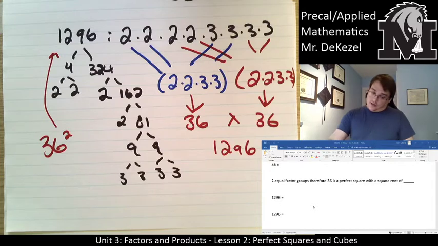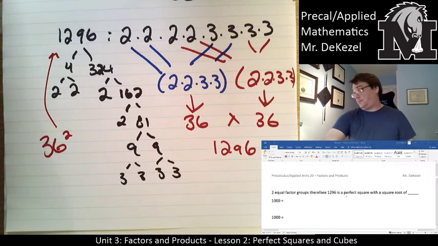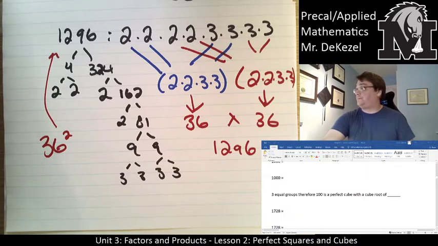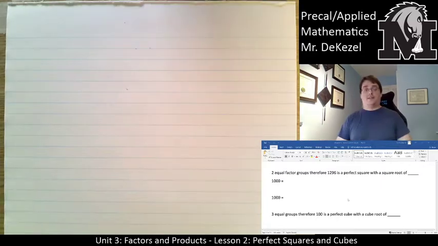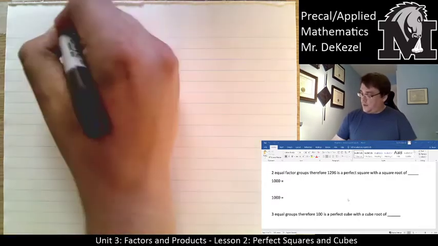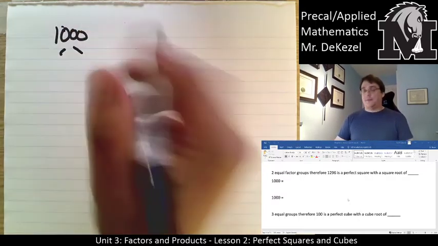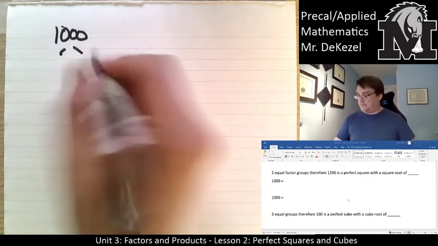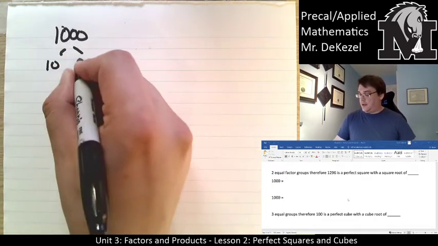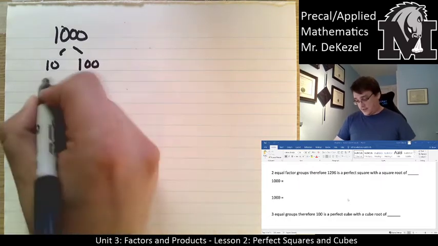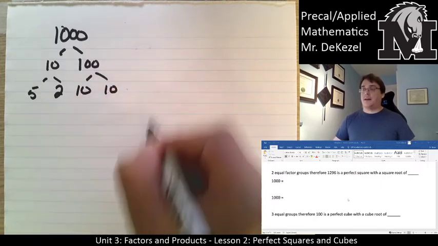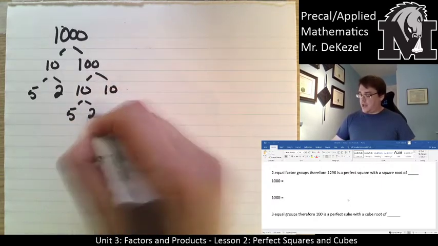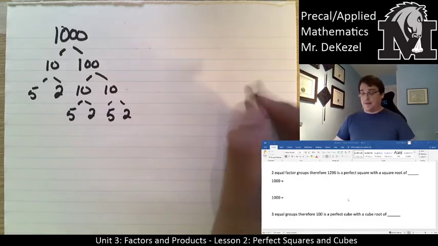Let's do another one. Let's do a couple more, actually. Let's do 1,000. So we can do this factor tree fairly quickly. We have 1,000. And I'm going to divide a 0 off of it, let's say. So we've got 10. And 10 times 100 would get us 1,000. I know that this breaks down into 5 and 2. And then I can do 10 times 10 to get 100. And again, we're breaking down 10 into the 5 and 2, which is the same every time.